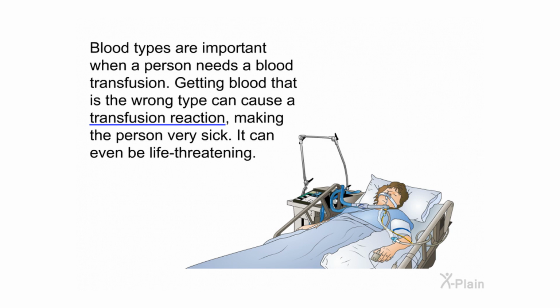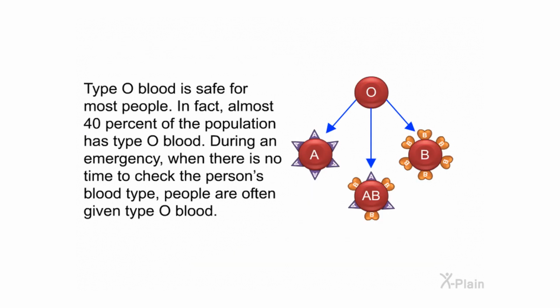Blood types are important when a person needs a blood transfusion. Getting blood that is the wrong type can cause a transfusion reaction, making the person very sick. It can even be life-threatening. Type O blood is safe for most people. In fact, almost 40% of the population has type O blood. During an emergency, when there is no time to check the person's blood type, people are often given type O blood.